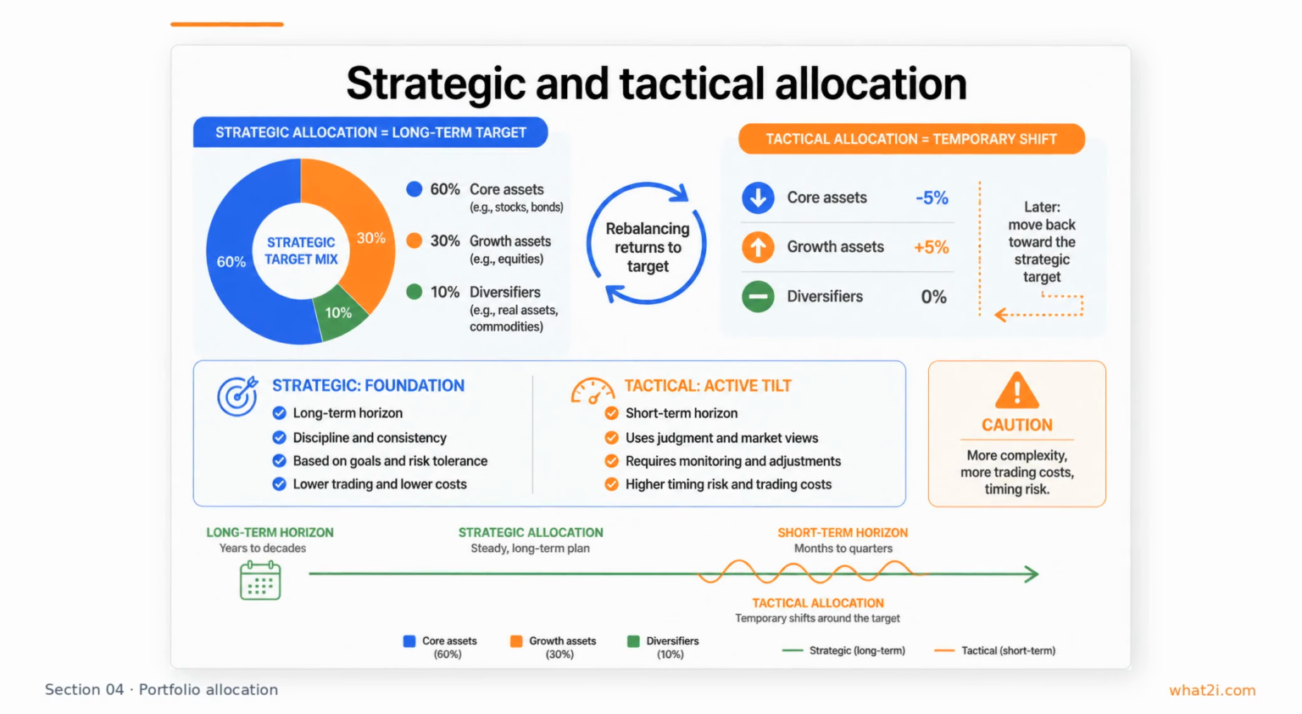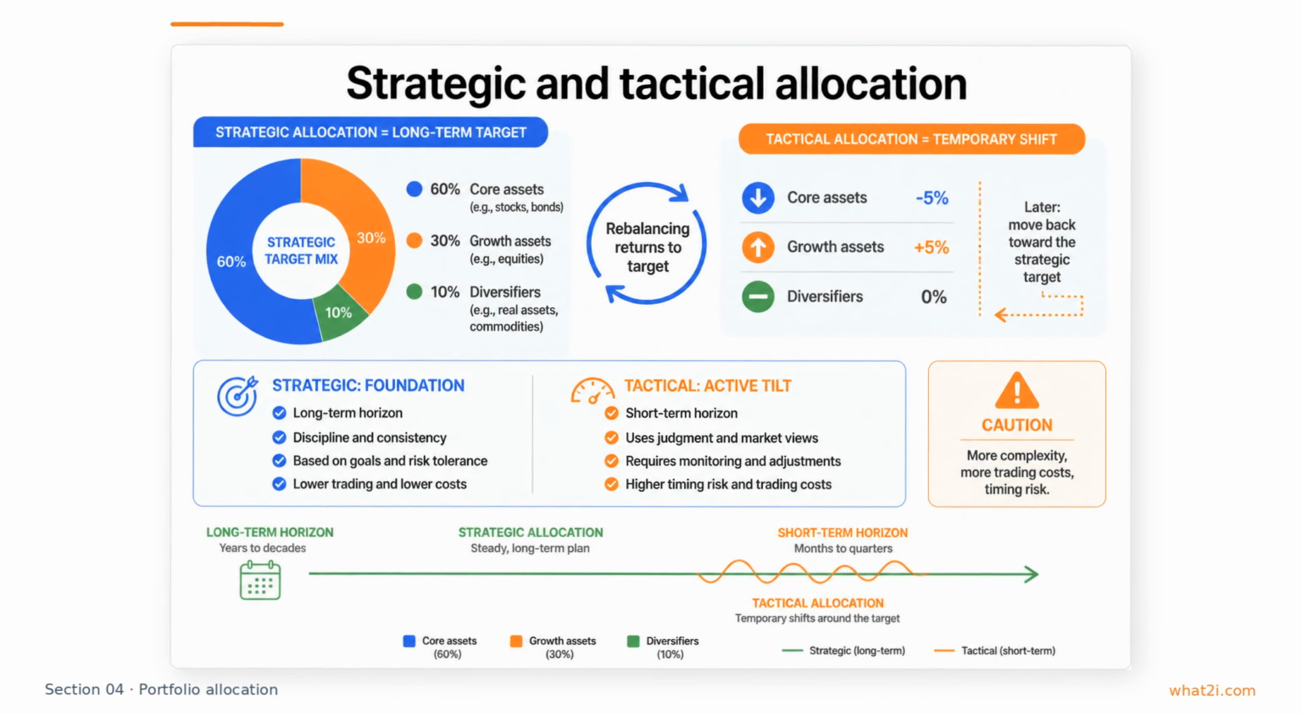Most investors benefit from separating strategic allocation from tactical allocation. Strategic allocation is the long-term target mix that reflects goals, constraints, and risk tolerance. Rebalancing helps keep that structure in place as markets move.